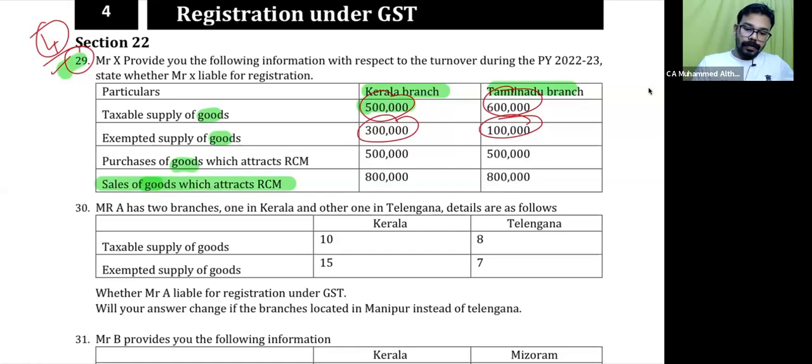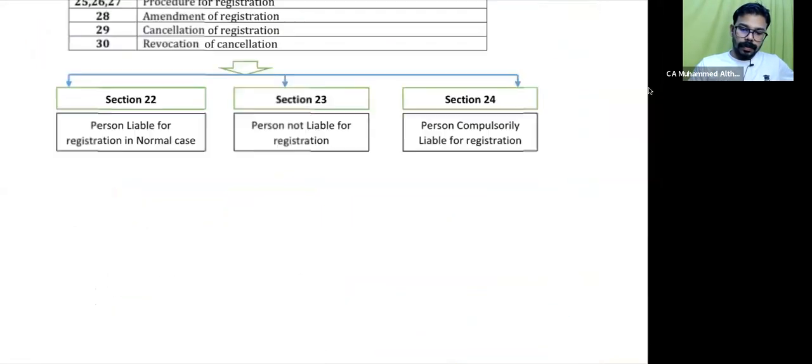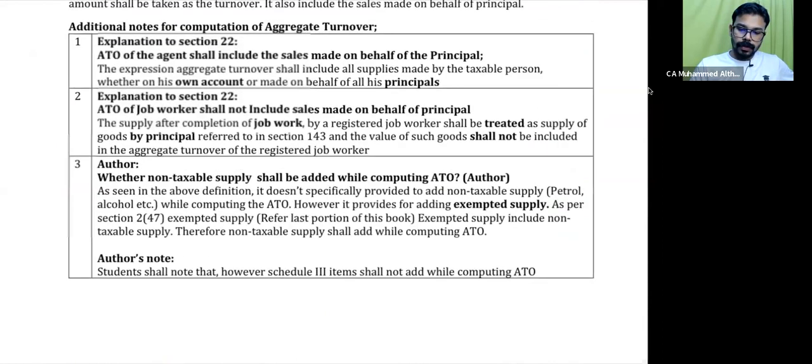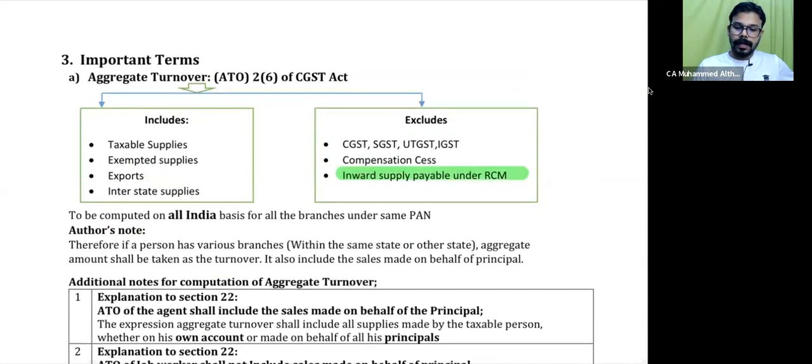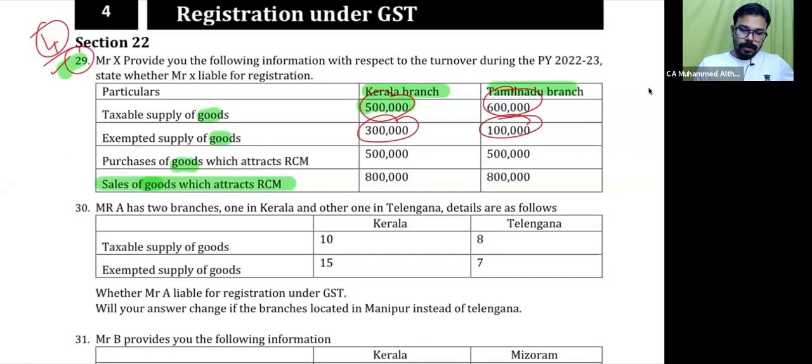See, you have to remember this. In aggregate turnover, they are specifically saying which one should be ignored: inward supply under RCM should be ignored. So this one only should be ignored, this 5 lakh and 5 lakh should not be taken. But other things, everything should be taken. So what is aggregate turnover? 31 lakh, right? So whether it is liable for registration, 31 lakh.